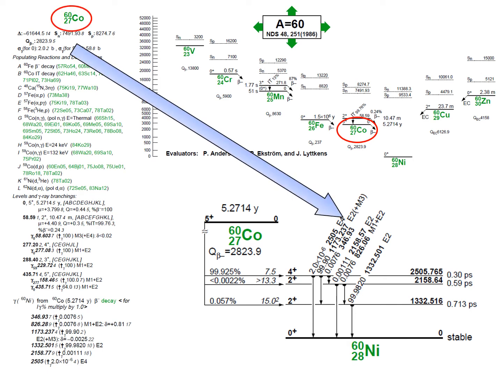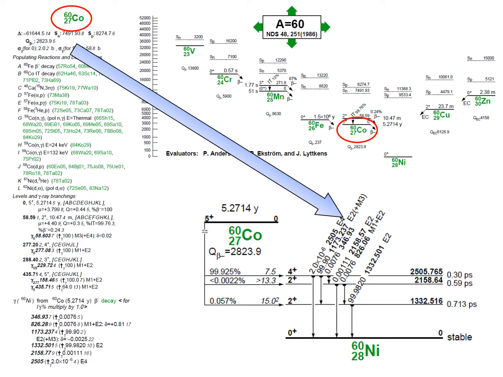And this is my decay scheme. This shows how cobalt-60, with a 5.2714 year half-life and a spin and parity of 5+, decays to nickel. And as we see, 99.925% of the time it decays to this excited state of nickel. Then that excited state, 99.9% decays to this state, and then 99.98% of the time it decays down to the ground state.